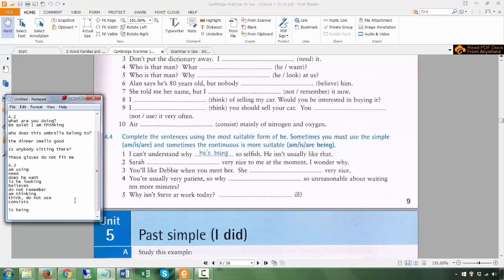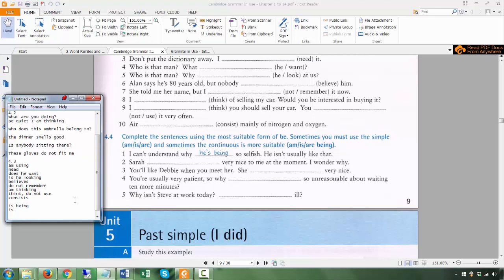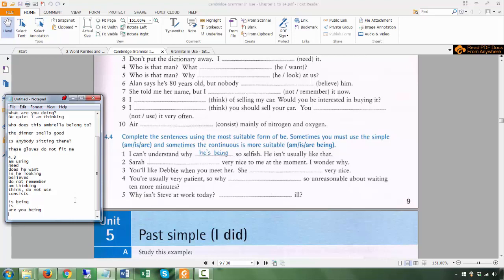You like Debbie when you meet her. She is, now you don't have to put is being because you like her. That's a character, that's a personality, that's her character. She's a very nice person. Always, regular, generally, not just right now. You're usually very patient, so why are you being impatient right now? Okay, continuous is always right now. Why isn't Steve at work today? Is he ill? Okay.